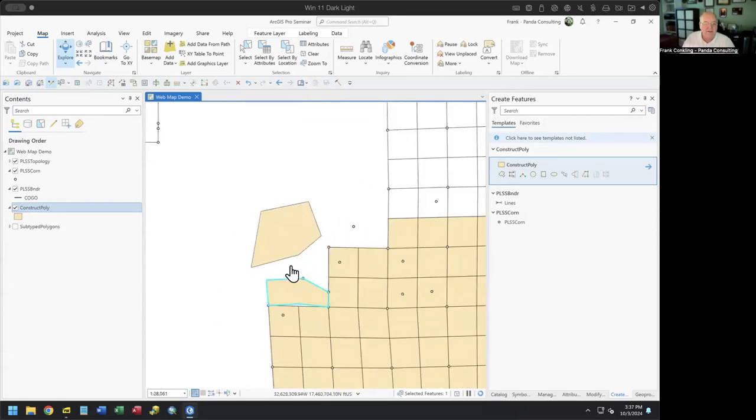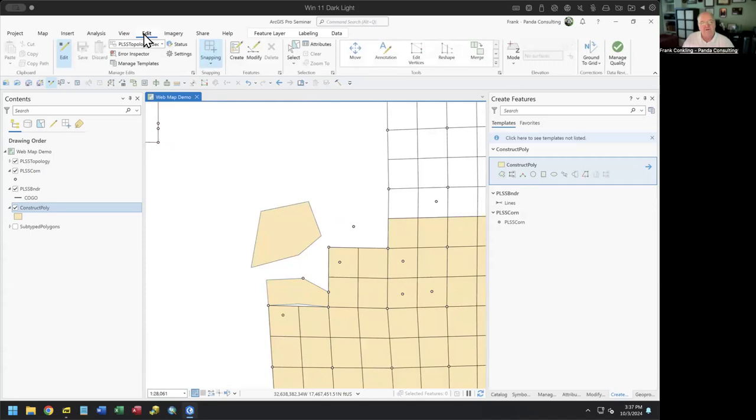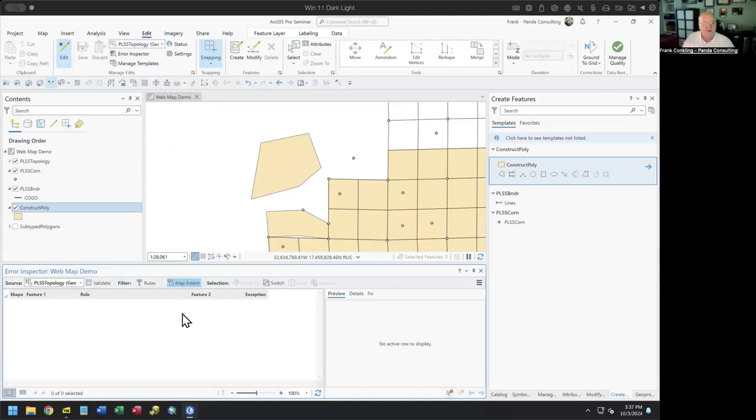Now let's validate our topology. Remember, validate is located over on the edit toolbar. Here's where we tell it what the topology is. This is the rule-based topology, and here's our error inspector. It will tell us what topology we're going to validate. What is the extent? In this case, you'll note I've toggled down the map extent, so it only does it here, not the whole database. Then I can say, go ahead and validate it.